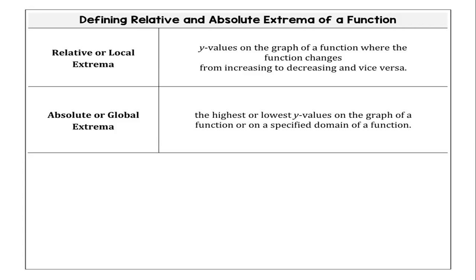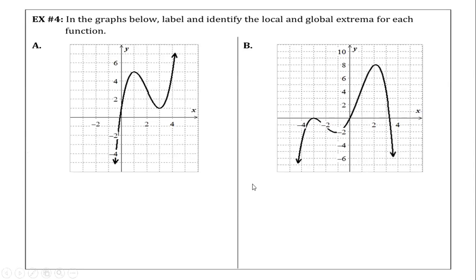Okay, so applying that knowledge, here we have 2 graphs, and we're going to label and identify our relative and global extrema for each of the functions. Because they're graphs and not equations, you should be able to pull all necessary information just from looking at the situation. We're going to talk about where our relative max and min are happening. Where is telling me I'm looking for the x. X marks the spot.